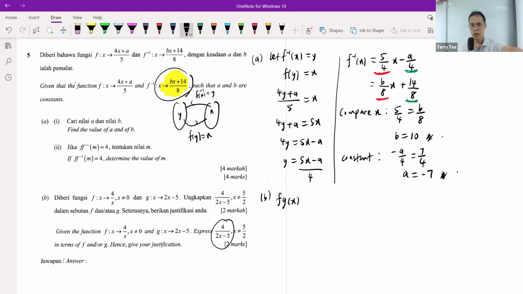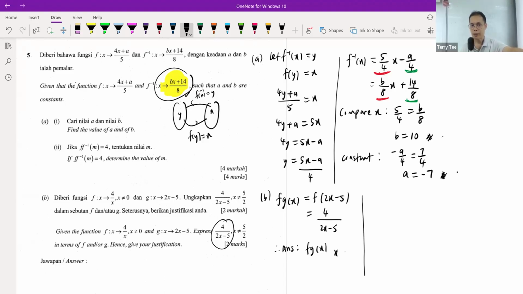We do fg(x). What is fg(x)? fg(x) means you're putting g(x) inside f(x). Your g(x) is 2x minus 3 minus 5. Your f(x) is 4 over x, so what is your x? Your x is now 2x minus 5. Notice you're getting exactly the same answer as this. So it's quite straightforward. But your answer is not this, your answer is fg(x). We want you to find a combination of functions that gives us this.